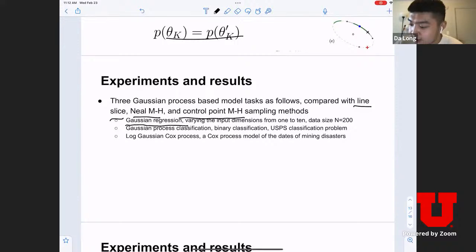This first one is the Gaussian regression, and it used the input dimensions from 1 to 10, and the data size is 200. And then the second task is the Gaussian process classification, and it says it's a USPS classification problem. And the third is the log Gaussian Cox process, and it's a model of the days of the mining disasters.